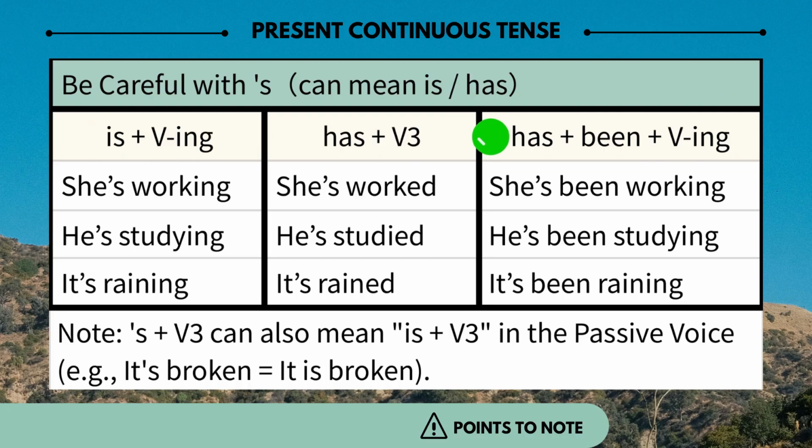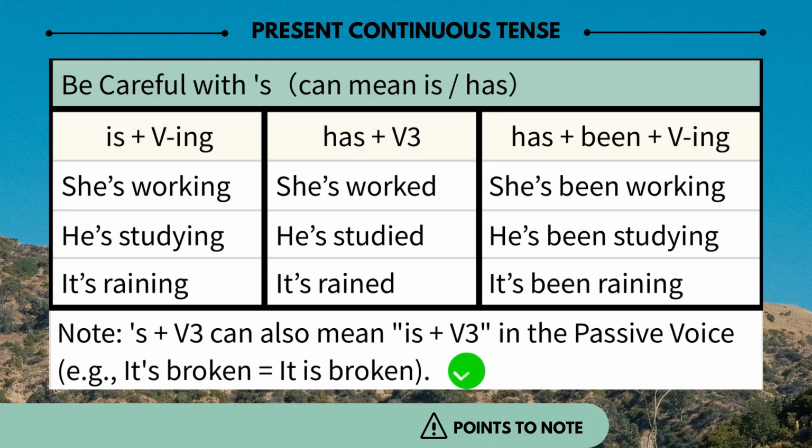Example sentences. She's been working all morning. He's been studying for 2 hours. It's been raining since yesterday. So remember. S plus been plus V-ing means has been plus V-ing.